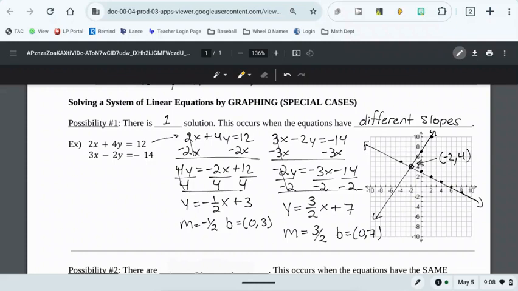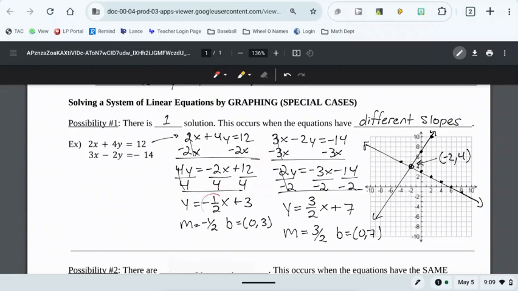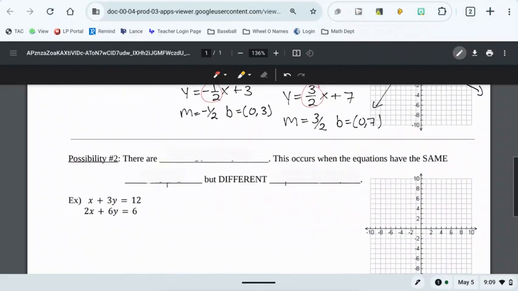Now, what we talked about, this is possibility number one. These are the possibilities that we looked at yesterday, so this is kind of like a recap. You're going to get one solution if the two lines have different slopes. If we look at both of these examples, we have negative 1/2 and positive 3 over 2, different slopes. That's what we said needed to happen for one solution to occur. So that's situation number one.